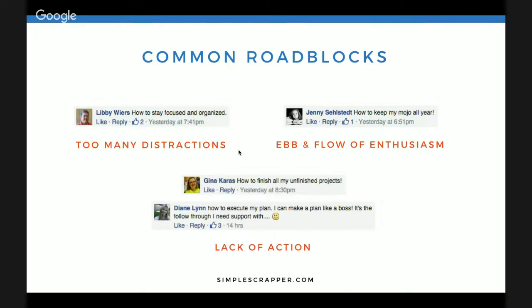And then of course, both of these lead to a common problem of lack of action. Gina mentions that she really wants to finish her unfinished projects, and Diane doesn't have trouble making a plan, which I suspect many of you are similar to her, but she has trouble executing that plan. How do you go from these ideas and great concepts to actually making it happen and making it real?